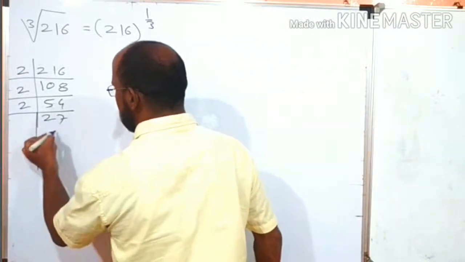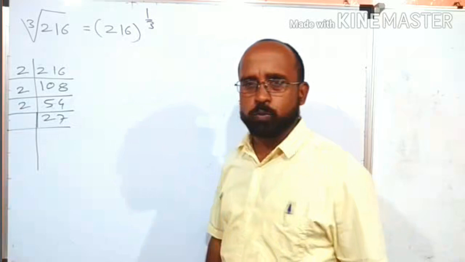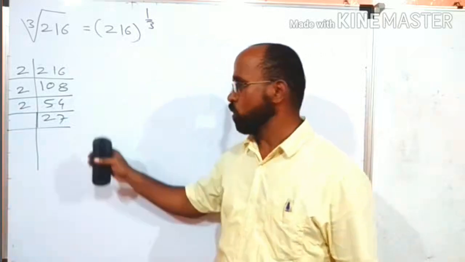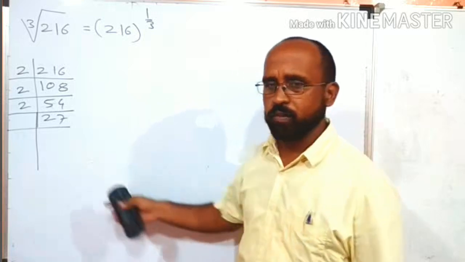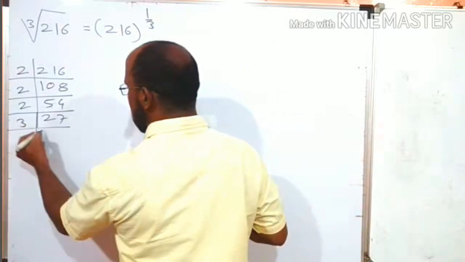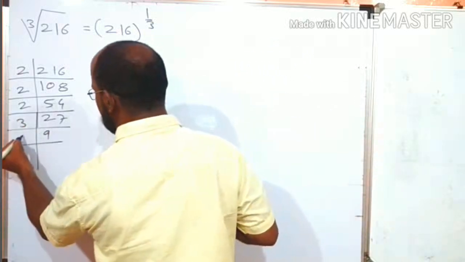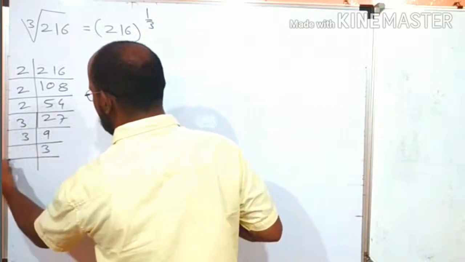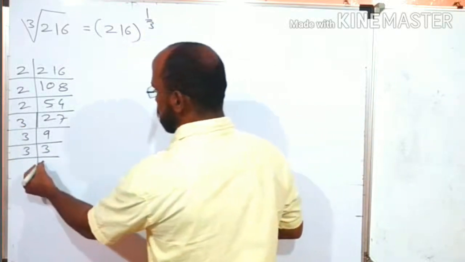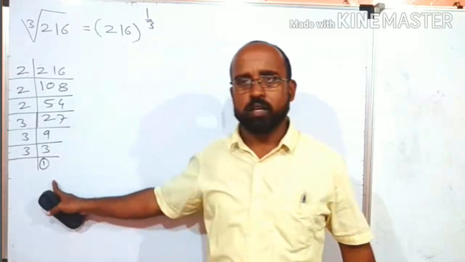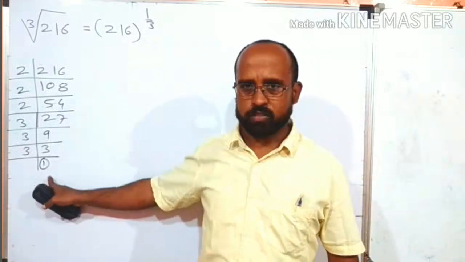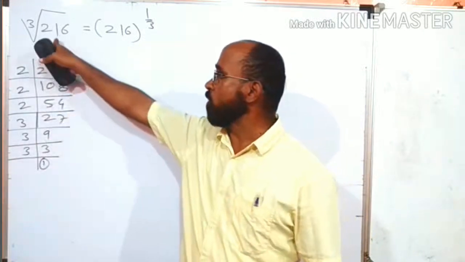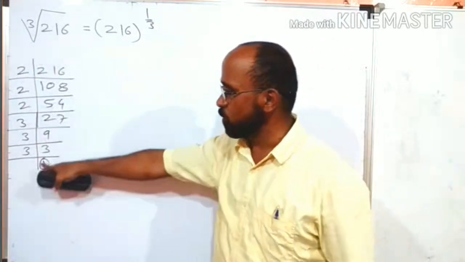27. Is it divisible by 2? Ending with 7, so no. Is it divisible by 3? 7 plus 2, 9. Yes. So divide by 3. 3 9s are 27. 9 is divisible by 3. 3 3s are 9. 3 divisible by 3. 3 1 is 3, and whenever 1 comes here, we stop factorization. All of you are very much familiar with factorization. Clear, friends? So we have factorized this 216 into its prime factors.